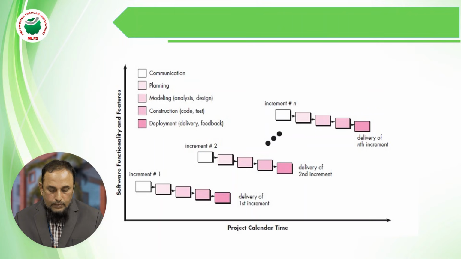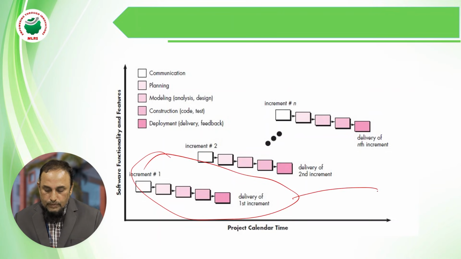Now this is the diagram for the incremental model. Again, in the incremental model there is communication, planning, modeling, construction, and deployment. This is the first increment, in which I am developing some functions. Suppose, for example, that I am developing an Instagram application. In the Instagram application, there are different things.